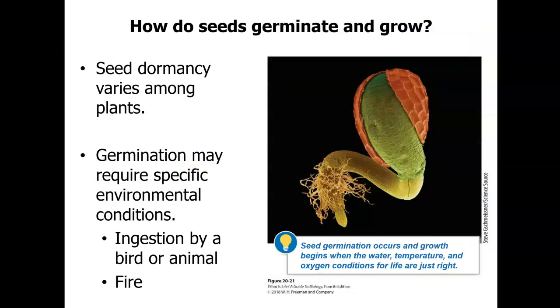So how do seeds germinate and grow? Well, seeds have what we know is called a dormancy, and that's going to vary amongst the plants. So that's where they're going to be in an inactive state. Germination may require specific environmental conditions in order to happen. For example, it might require being ingested by a bird or an animal, or sometimes certain seeds do require to be burned or go through a fire.